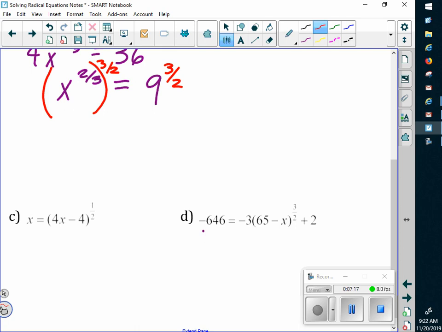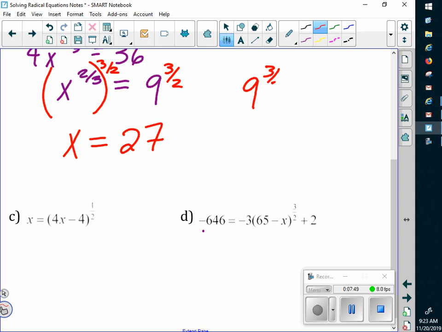What do we have on the left? X. Now, what's the root? What's the address of the house? 2. That says the square root of 9. What's the square root of 9? 3. 3 cubed. 27. Let's walk through that again.